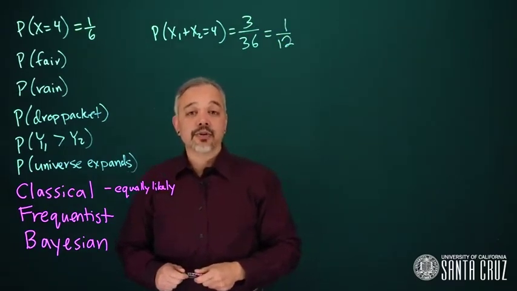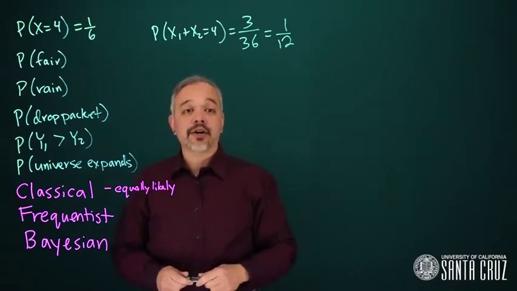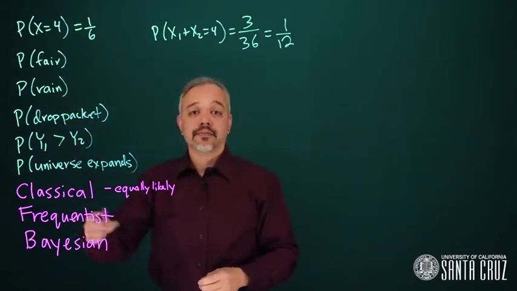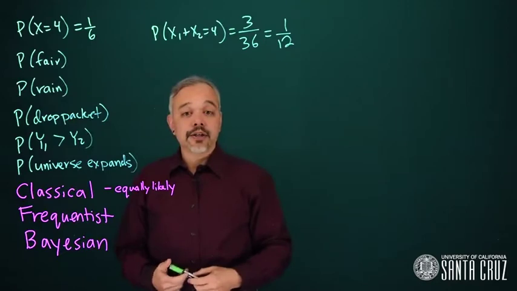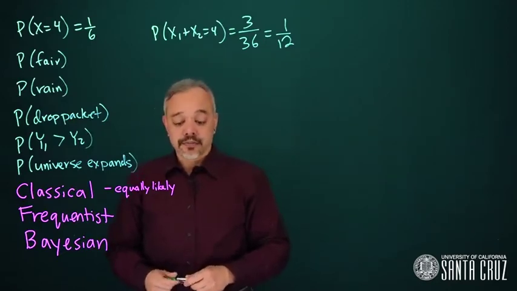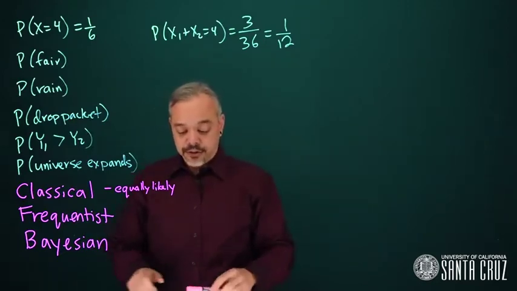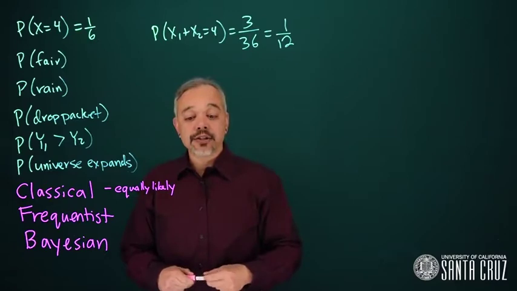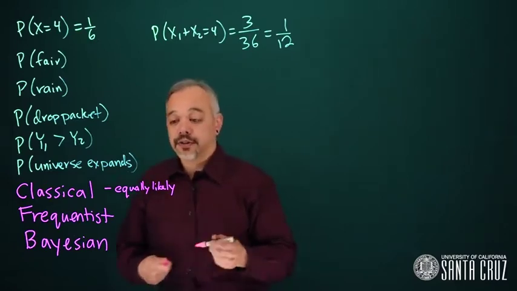This classical approach works really well when we have equally likely outcomes, or a way to define equally likely outcomes, but it's very difficult to apply in any of these other cases. We can then move on to a frequentist definition. The frequentist definition requires us to have a hypothetical infinite sequence of events, and then we look at the relative frequency in that hypothetical infinite sequence.